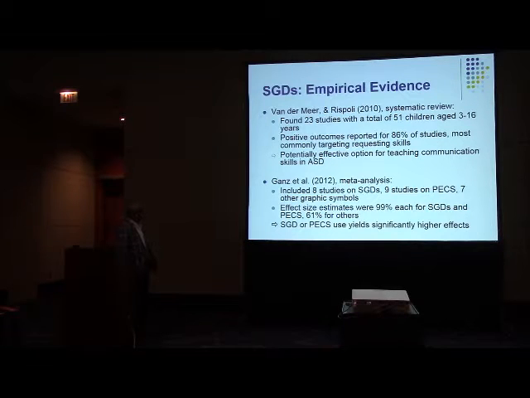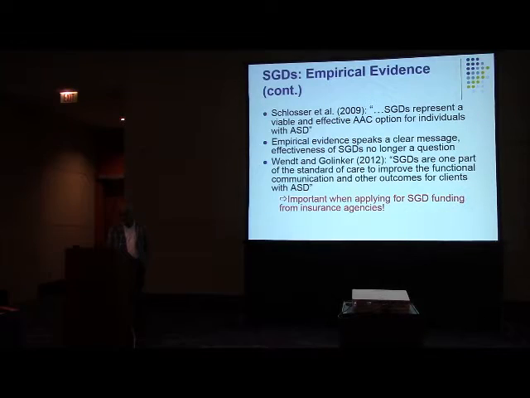The second meta-analysis, completed by Gans et al., included 8 studies on SGDs, 9 studies on PECS, and 7 on other graphic symbols. What they found is that the effect size for SGDs and PECS was very high, 99%, and the effect size for other graphic symbols was 61%. So it suggests that SGDs or PECS have significantly higher effects. There's another piece of empirical evidence published by Schlosser et al. that also indicated that SGDs represent a viable and effective AAC option for individuals with ASD.